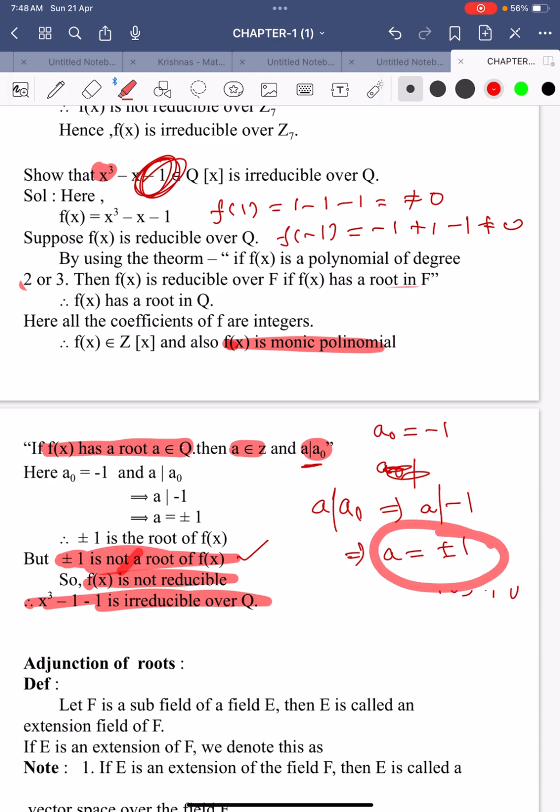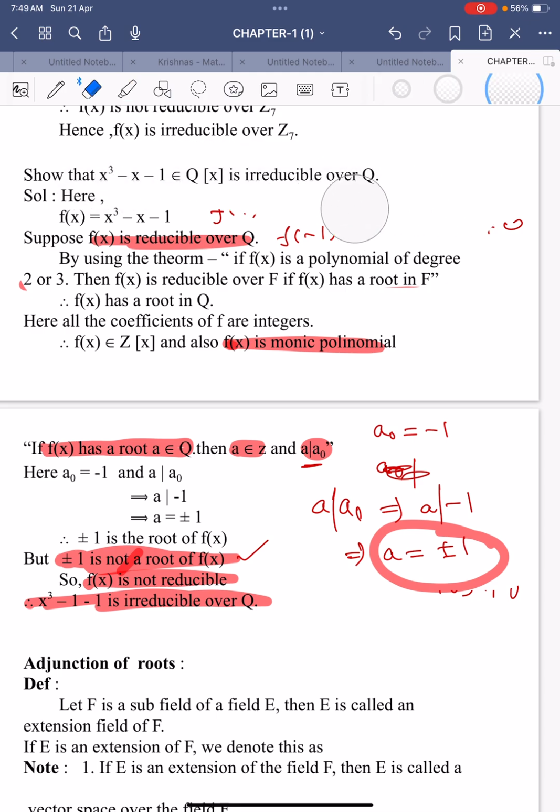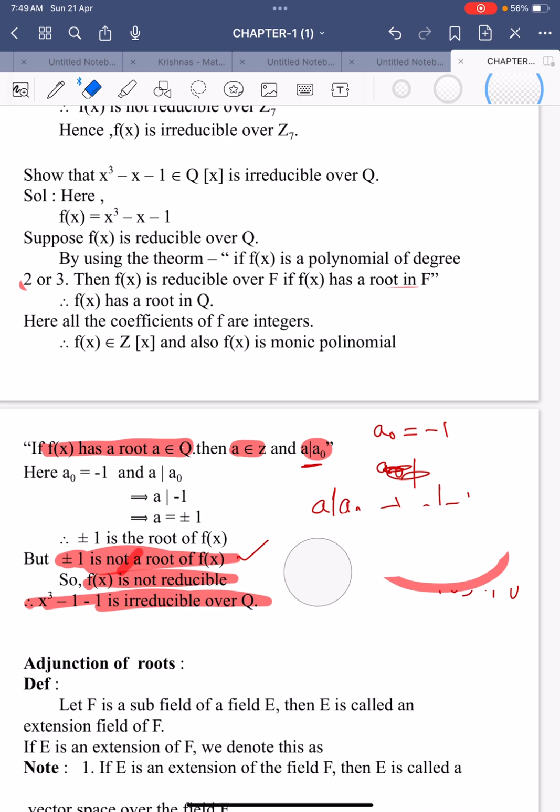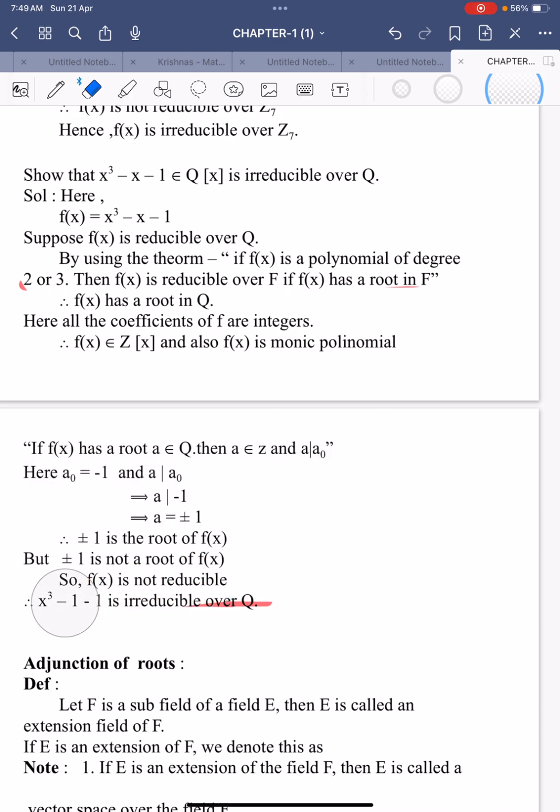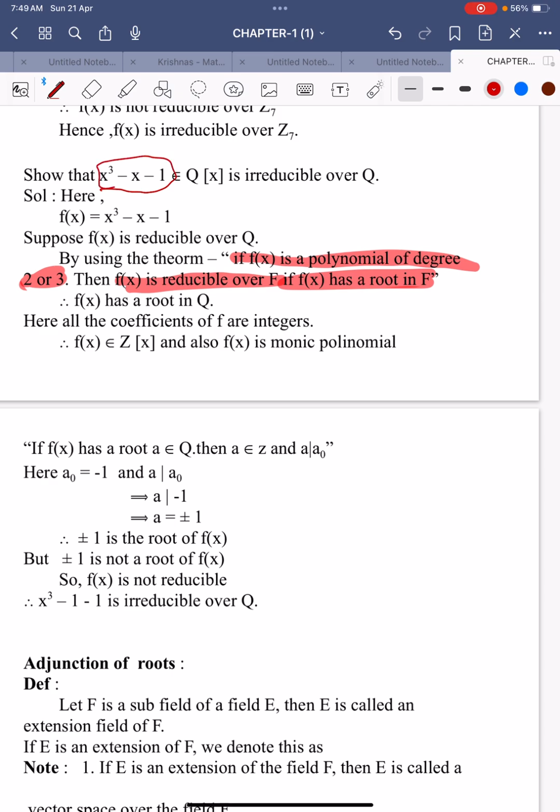This conclusion arises because of our assumption that f(x) is reducible over Q. I repeat this problem. This is a different application of one theorem that we already learned: if f(x) is a polynomial of degree 2 or 3, then f(x) is reducible over F if f(x) has a root in F. We are applying that theorem here. In our polynomial, x³ − x − 1 belongs to Q[x], all coefficients are integers, so the polynomial belongs to Z[x], and the leading coefficient is 1, so f(x) is a monic polynomial.